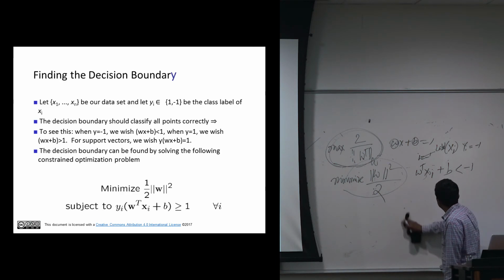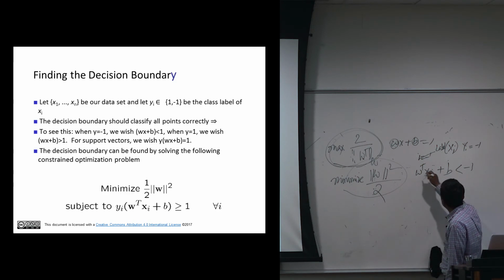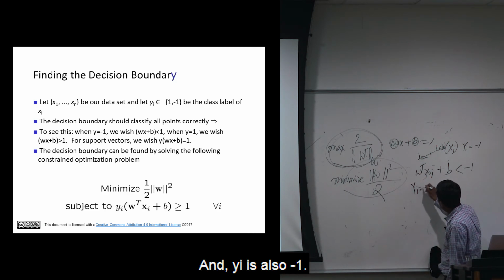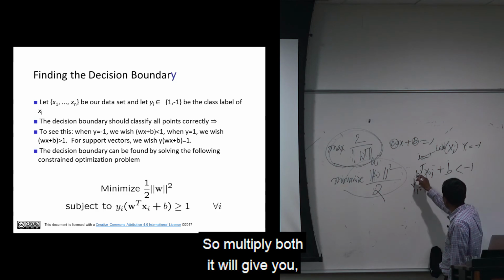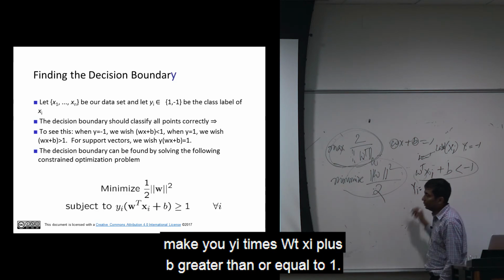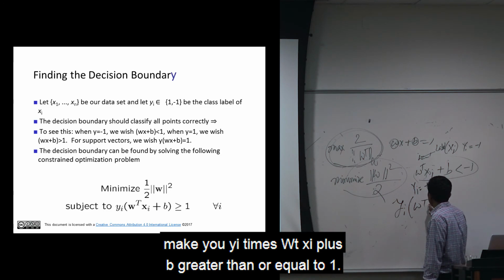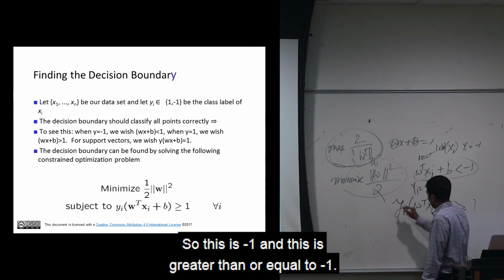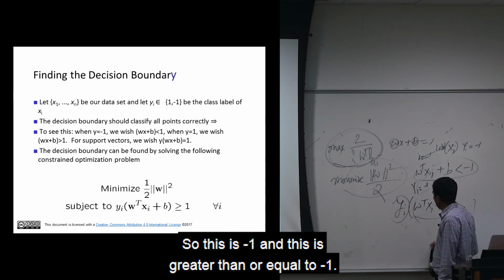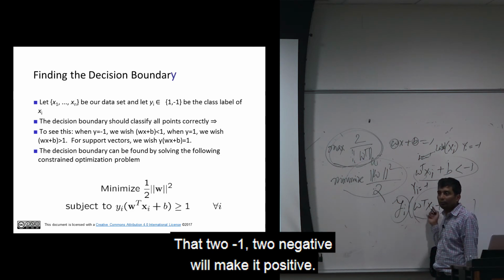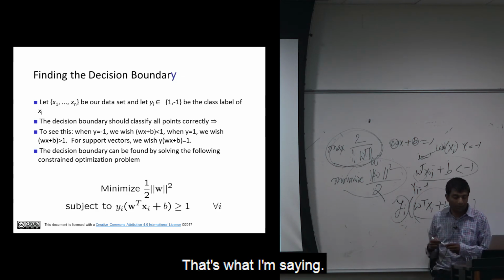And yi is also minus 1. So multiplying both, it will make yi times (w^T xi plus b) greater than or equal to 1. So this is minus 1 and this is less than or equal to minus 1. Two negatives will make a positive. That's what I'm saying.